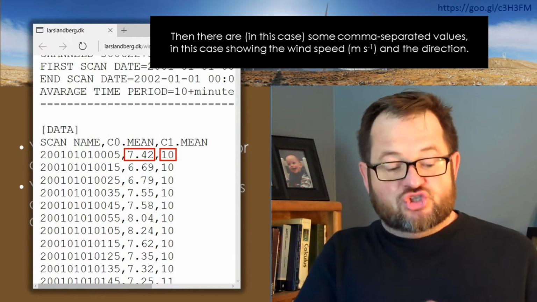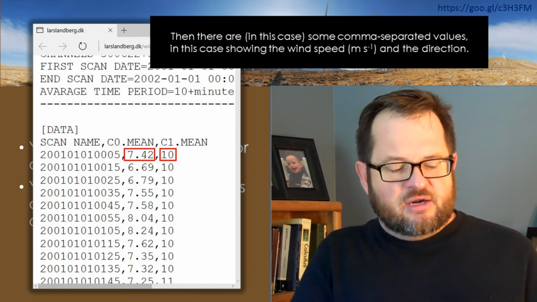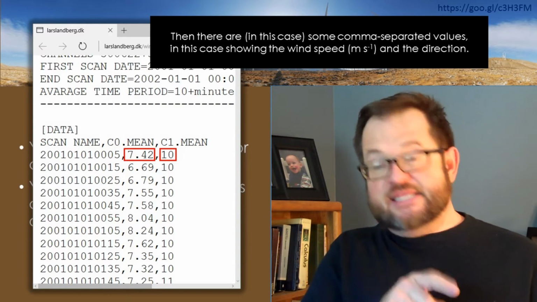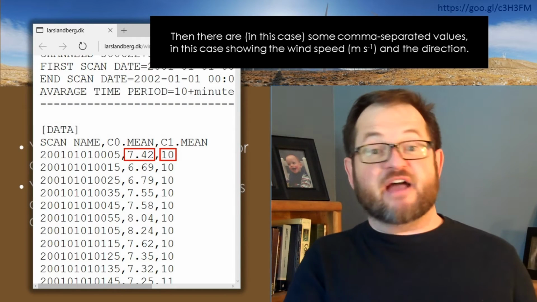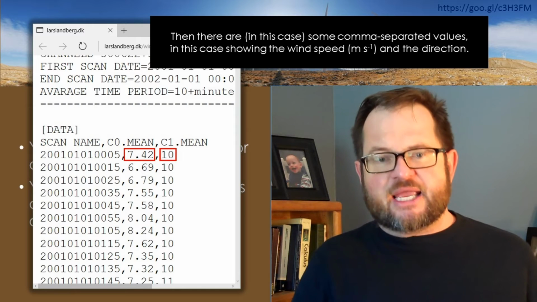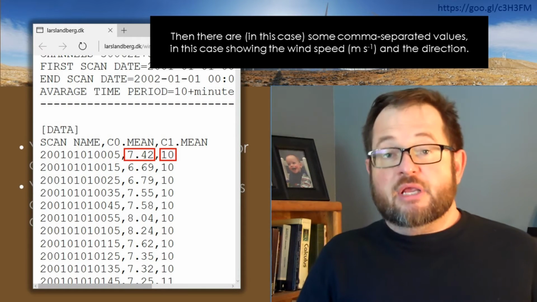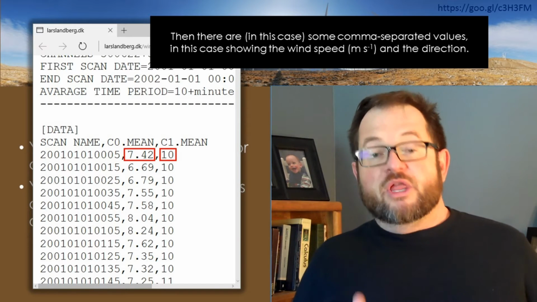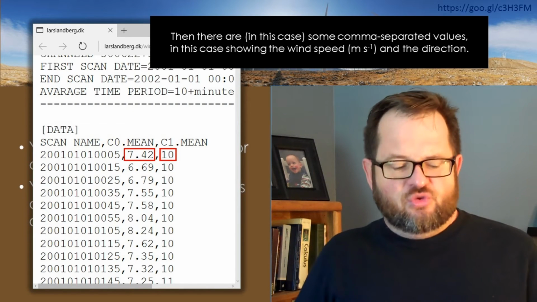Then there's, in this case, two more values that are comma separated. And in this particular case of this file that they use in the textbook, the first number is the wind speed in meters per second, and the second number is the direction of the wind, and we'll describe at a later point how we quantify the direction of the wind like that.